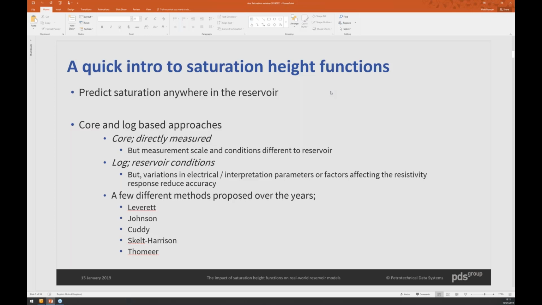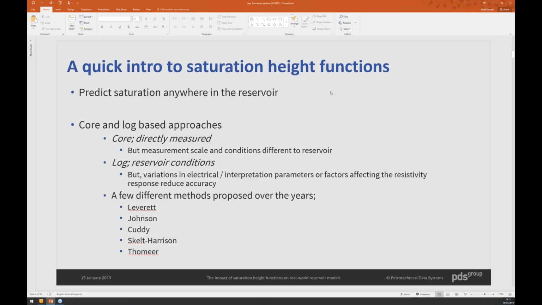And unsurprisingly, several different methods have been proposed over the years. So we've got those of Leverett and Johnson, or say the more log-based approaches of Steve Cuddy's FOIL function. The Skelt-Harrison approach is obviously both log and PC data based as well.